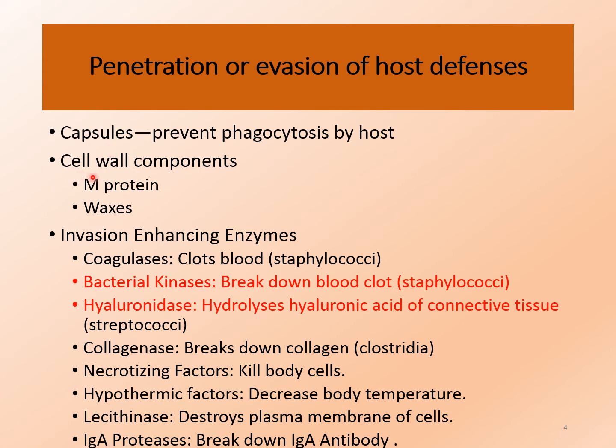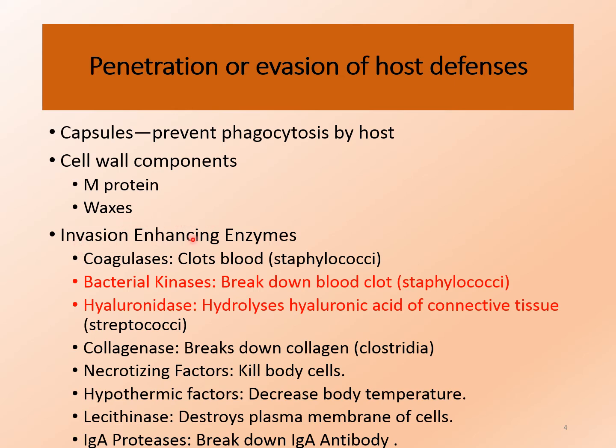The second type of virulence factor is present on the cell wall. For example, M protein, which is present in Streptococcus pyogenes, helps in attachment and resistance to phagocytosis. Similarly, wax is present in the cell wall of Mycobacterium tuberculosis and helps it prevent digestion after being phagocytosed.